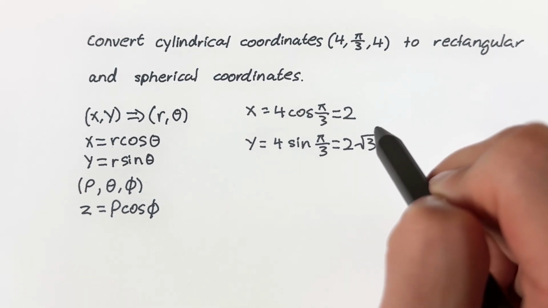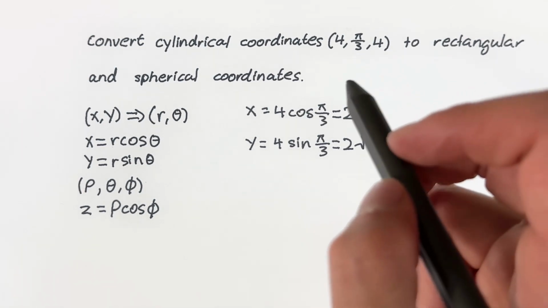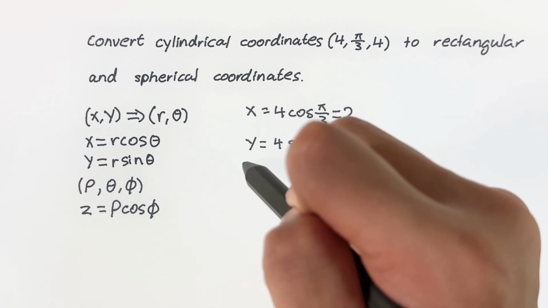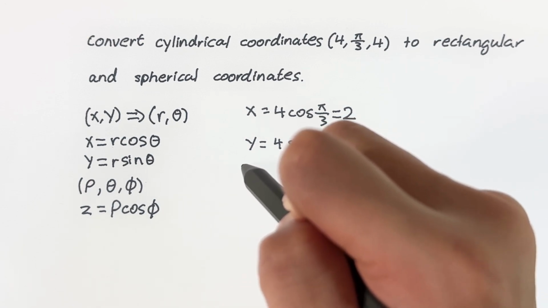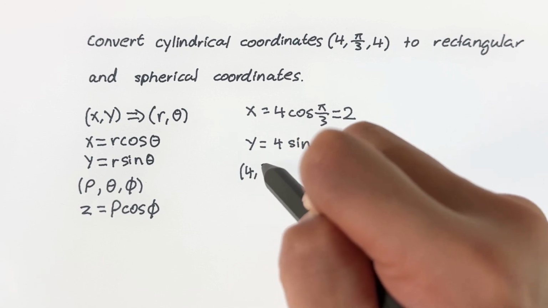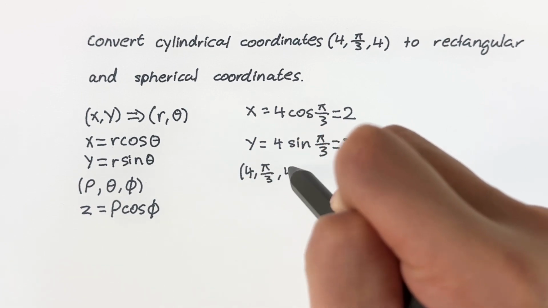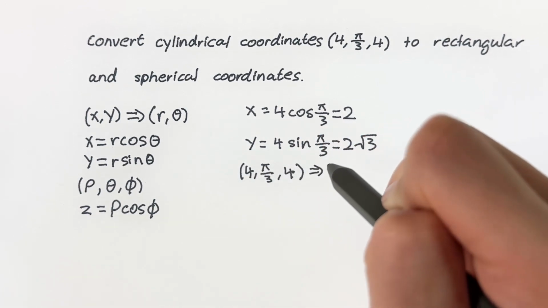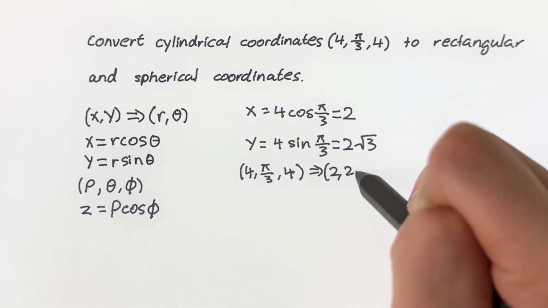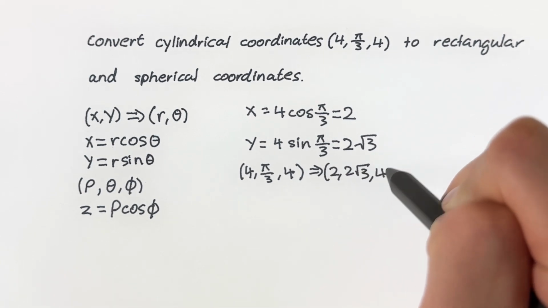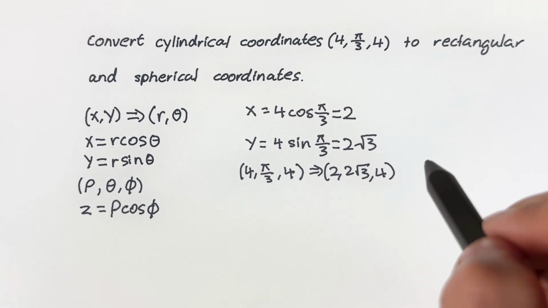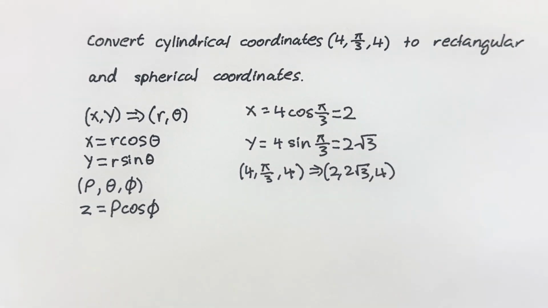The z-coordinate is the same in rectangular and cylindrical coordinates, so from 4, pi over 3, 4 forward, it will become 2, 2 square root 3, 4 in rectangular coordinates. Turning to spherical coordinates, the theta coordinate is the same in both cylindrical and spherical coordinates.